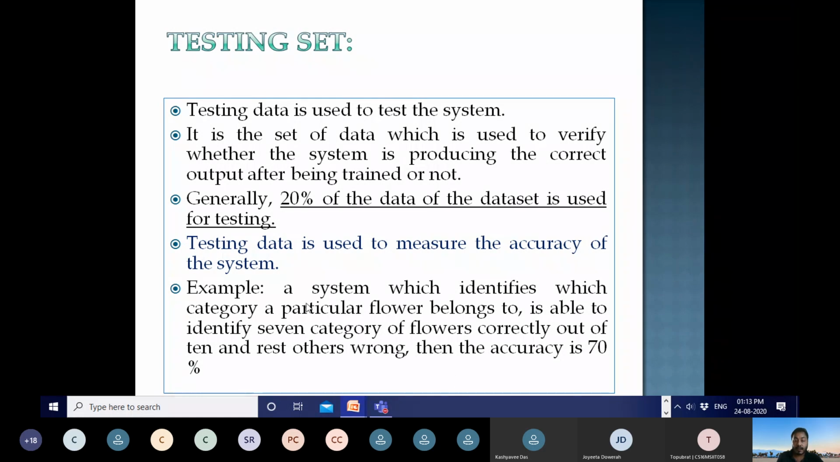We have 10 flowers, okay? Say someone is a rose, some are different types of flowers. Now the system is able to classify 7 accurately, but the rest 3 are wrong. Then we'll say that the system is attaining the accuracy of 70% only.